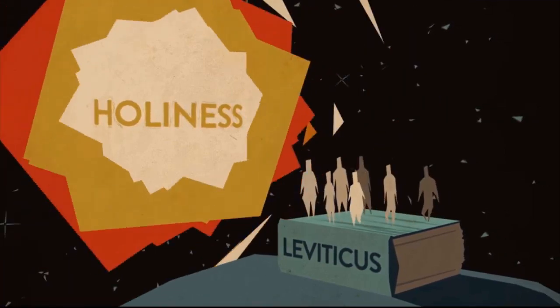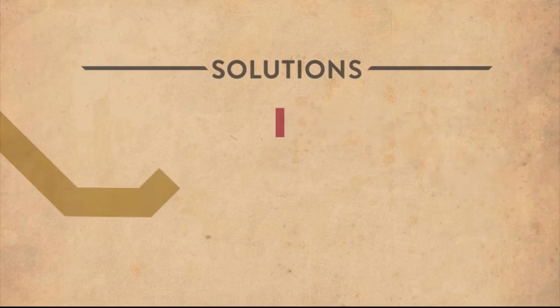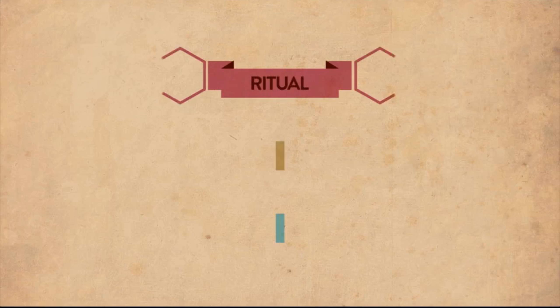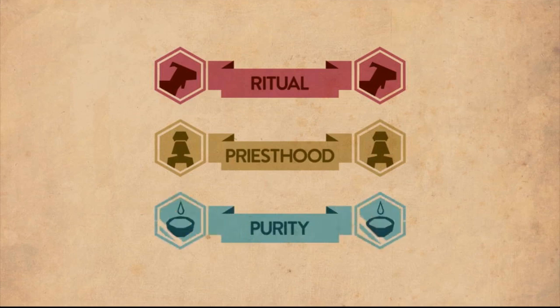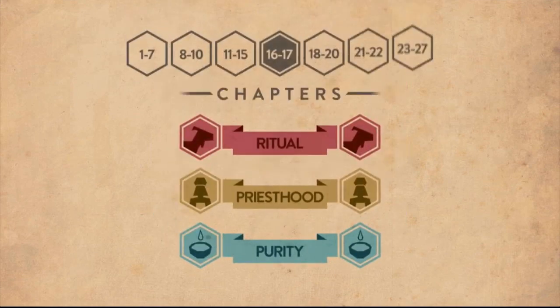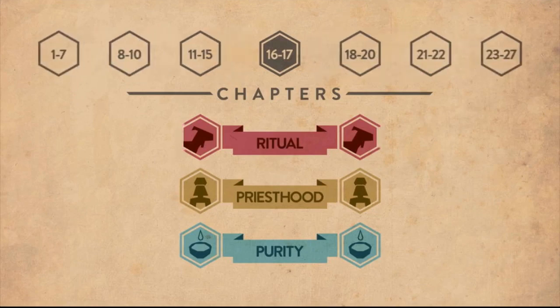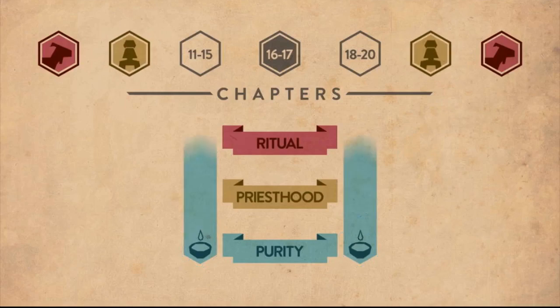Now, in the book, there are 3 ways for how this is all going to work out, and these are going to seem strange to you, but just hang in there with us. The first one is rituals. The second is this idea of the priesthood, and the third is a bunch of purity laws. Now, the book is broken up into 7 sections, and each solution is explored in 2 sections of the book. The rituals are here, the priests are here, and the purity laws go here.